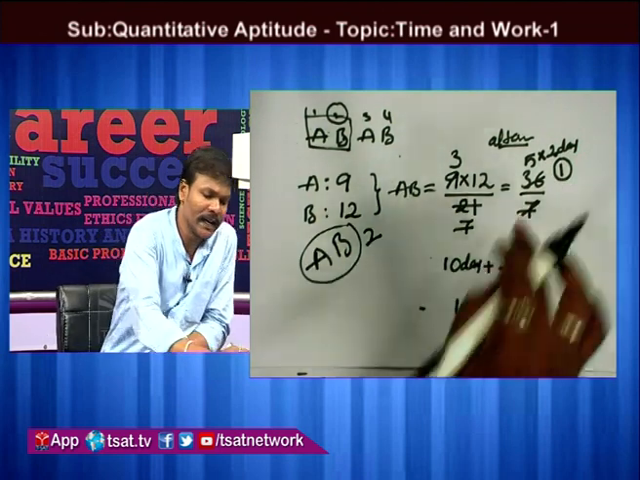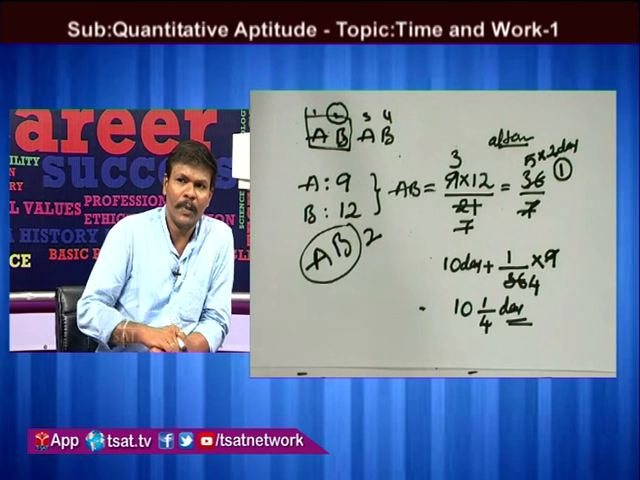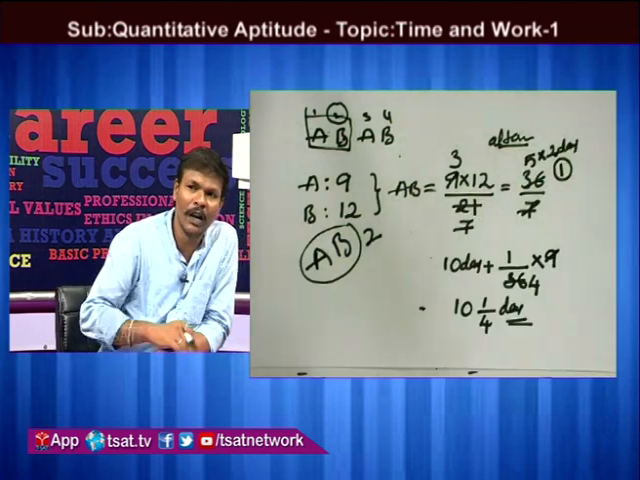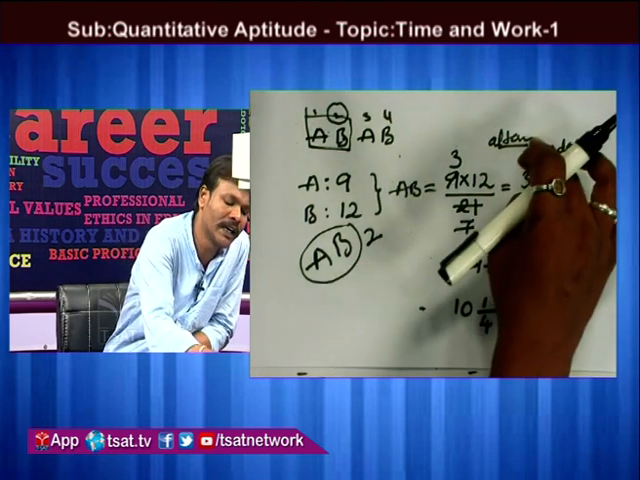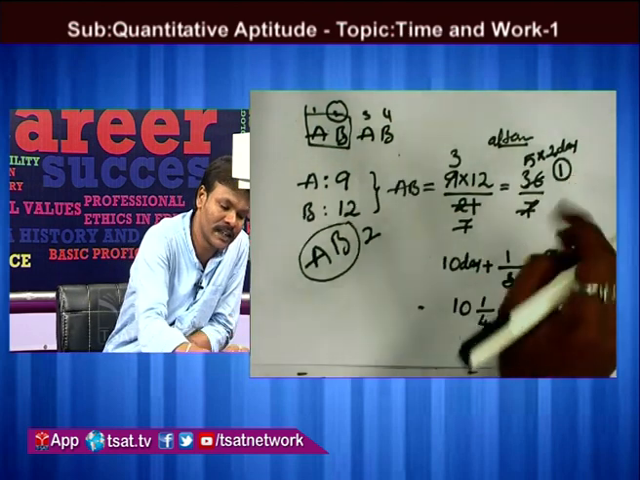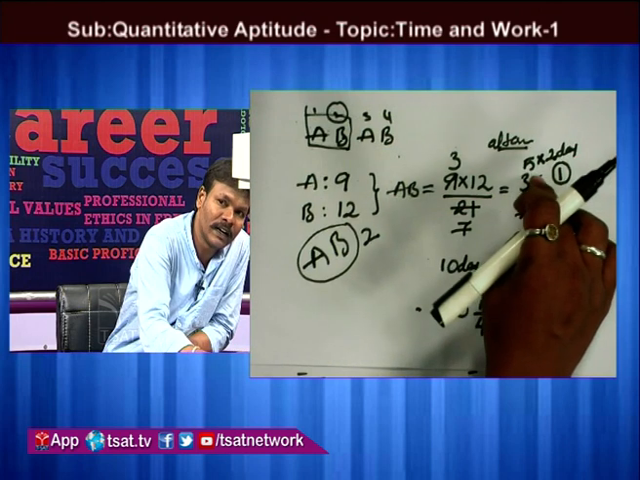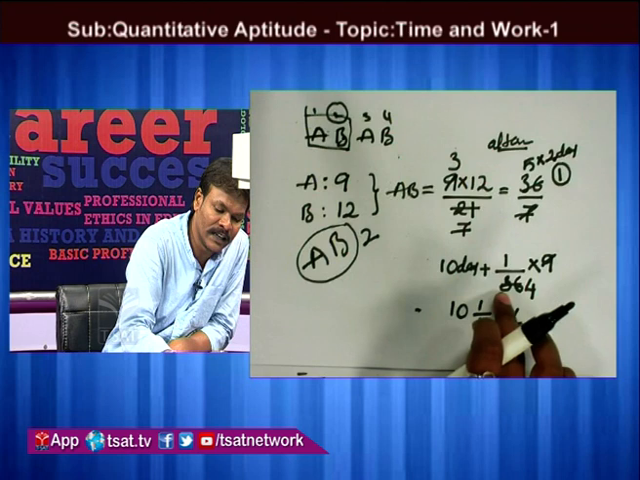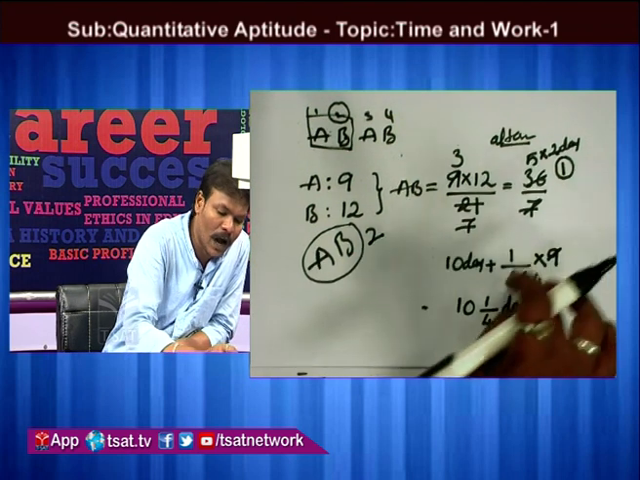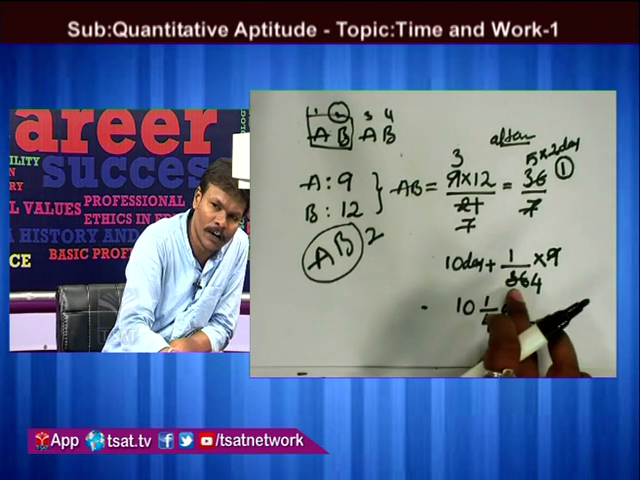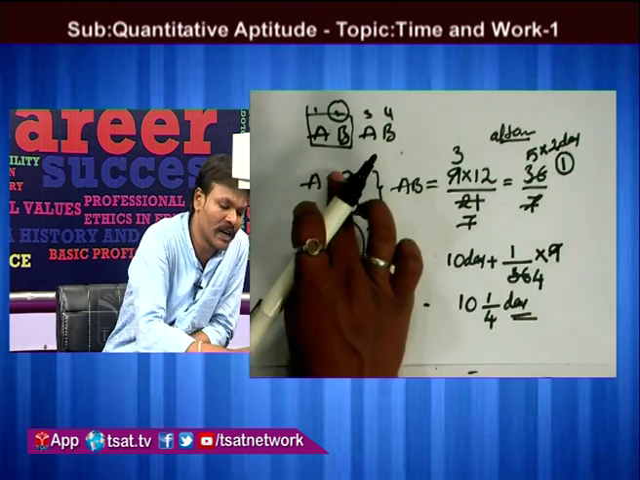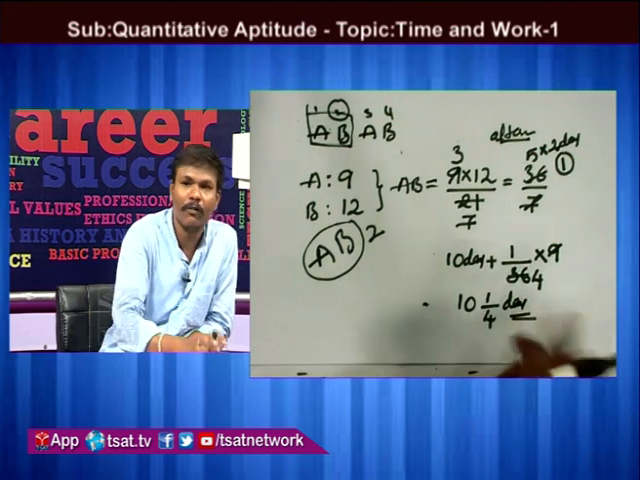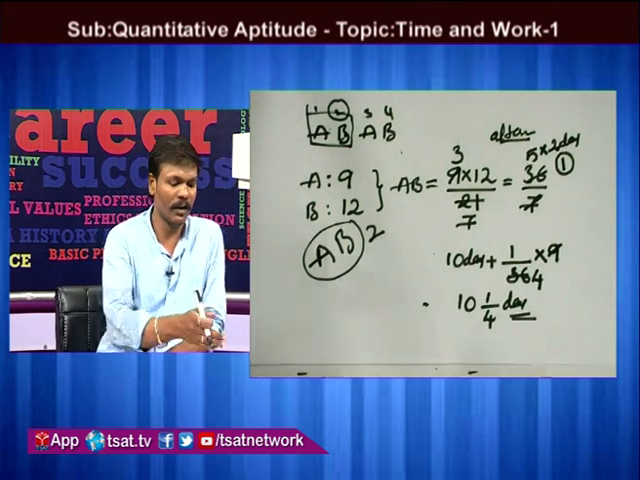What will happen? In the 10 days, the whole work is not completed. How do you know it was not completed? Because it is not exactly divisible. How much remains? 1 remains, out of 36. So, the next day, the one part of work out of 36, A can complete. Because A's value is 9, it takes 1 by 4th of the day. So it was 10 1 by 4 days in which the work will be completed.